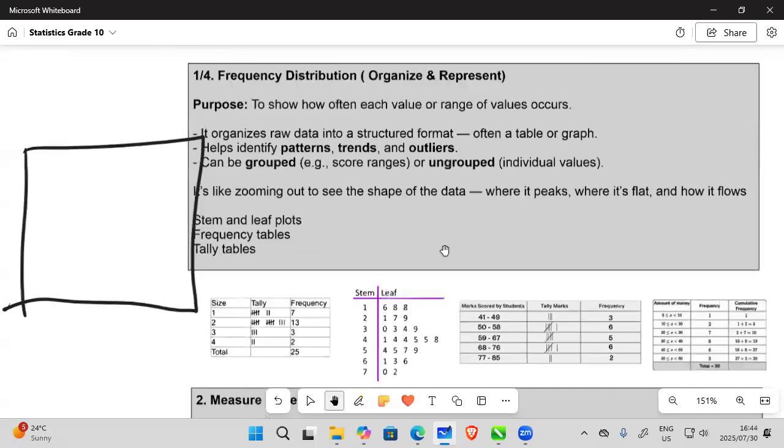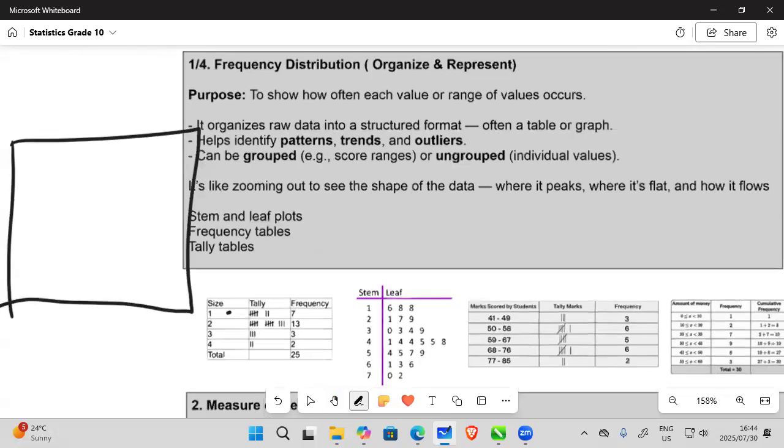It's like we're zooming out to see, like if I zoom in here, how many size 1s do we have? We have 7 in the data set. How many size 2s do we have? 13. How many size 3s? 3. How many size 4? 2. Can you see that? So we're zooming out on it, categorizing it.